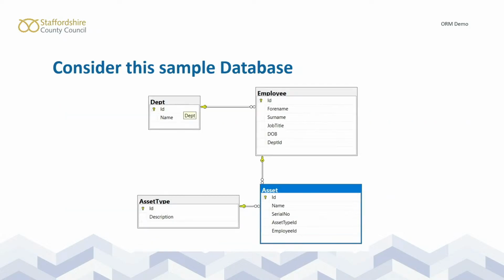So let me consider this sample database, with only 4 tables, obviously. We've got an employee. An employee has a department. An employee has a series of assets like a laptop or a mouse or a monitor. And there's an asset type, hold on, I've got a pointer here. An employee has many assets, but each asset has an asset type like monitor, keyboard, laptop, keyboard, whatever.